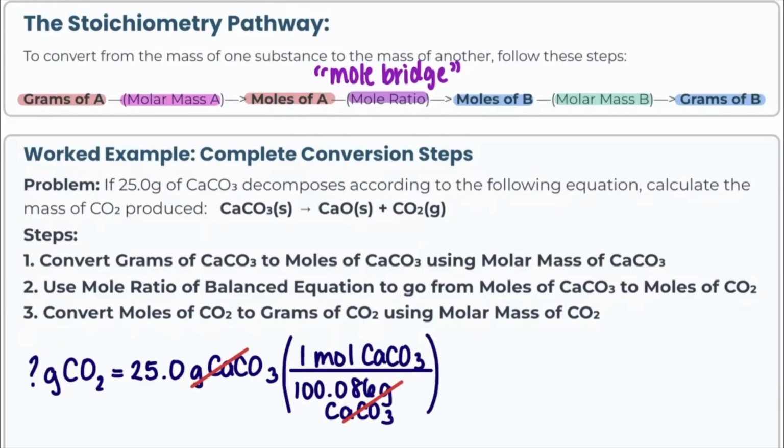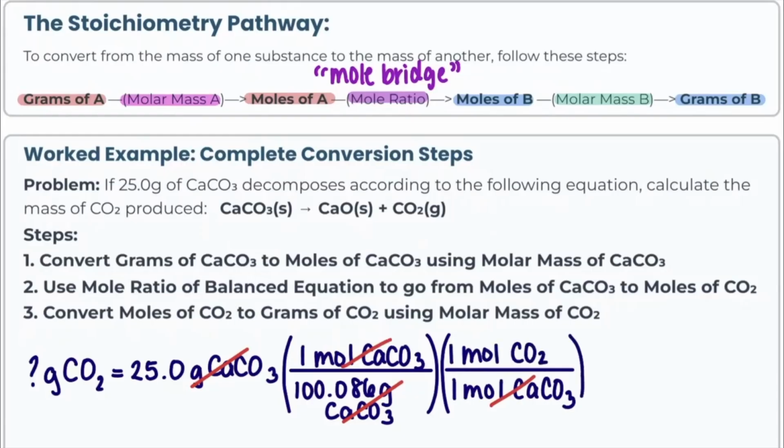So we're at moles. Now we need to cross from moles of calcium carbonate to moles of carbon dioxide using a mole to mole ratio. And this equation is nice because if you notice, the ratio is 1 to 1 to 1. So I know that for every 1 mole of calcium carbonate, we're going to place it at the bottom to cancel out with our moles of calcium carbonate. We then place the 1 mole of CO2 at the top of our fraction here.